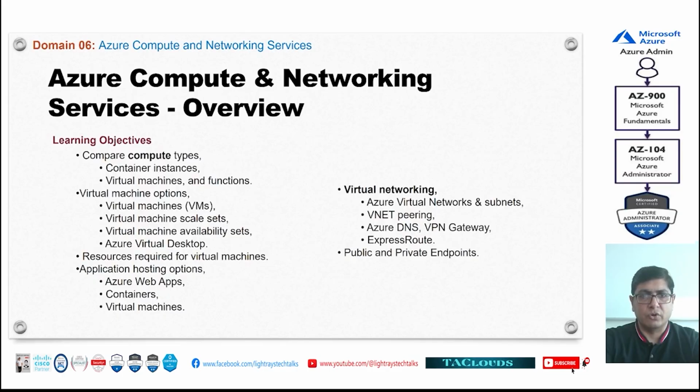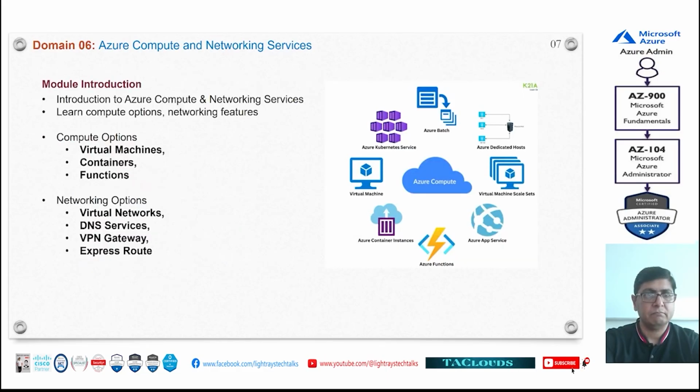And then we will have Azure DNS, VPN gateway, and different connectivity options. We can create our own VPN connection, or we can use ExpressRoute, where we can use their infrastructure to send data in. And then finally we will understand public and private endpoints related to networking. So ultimately we will understand everything related to compute services and the underlying networking of Azure.